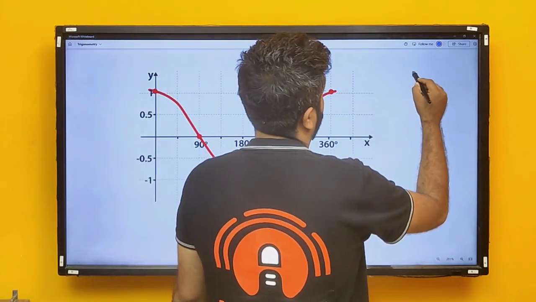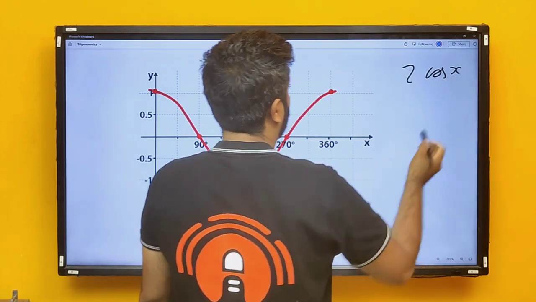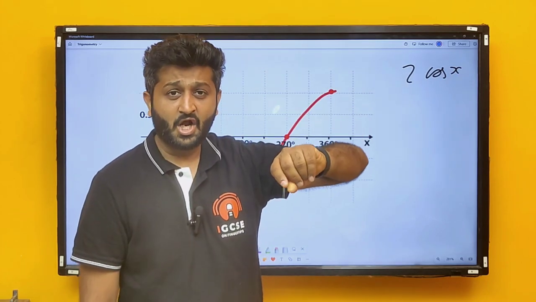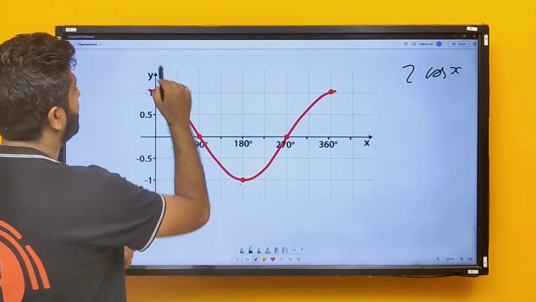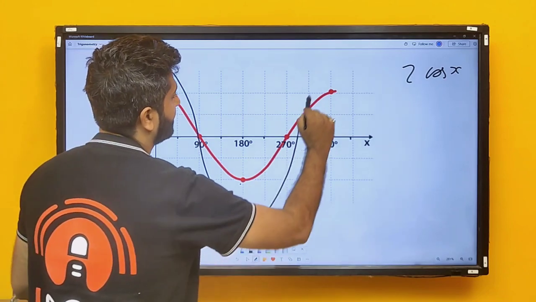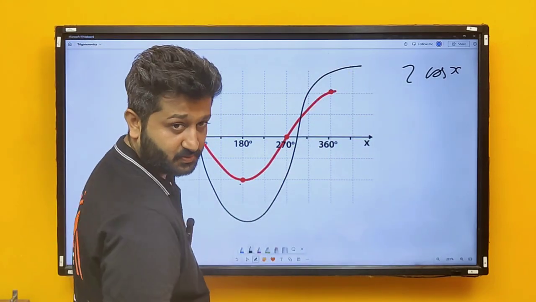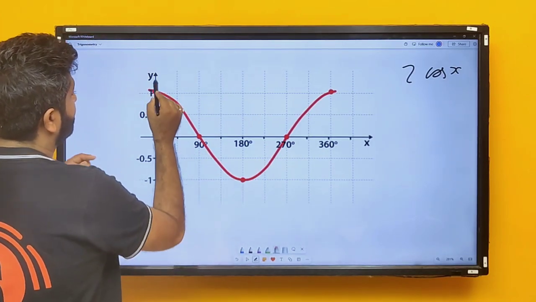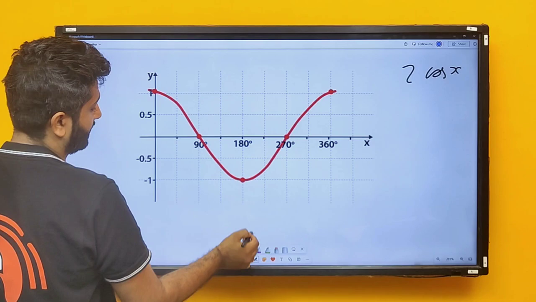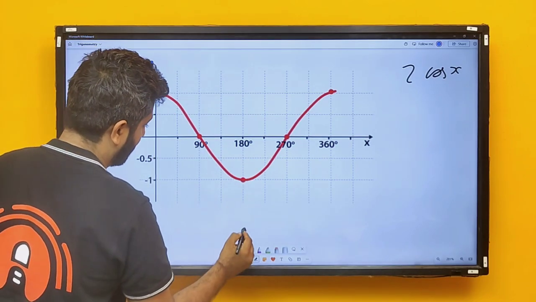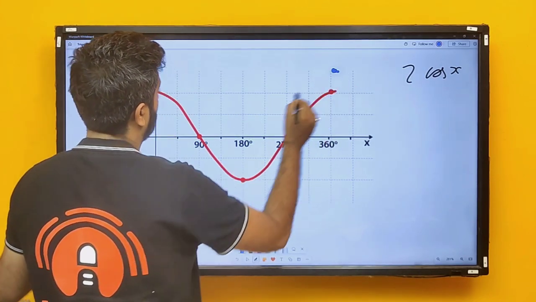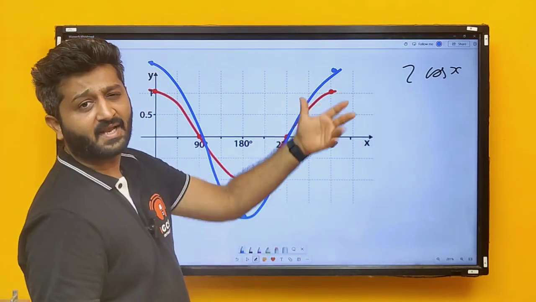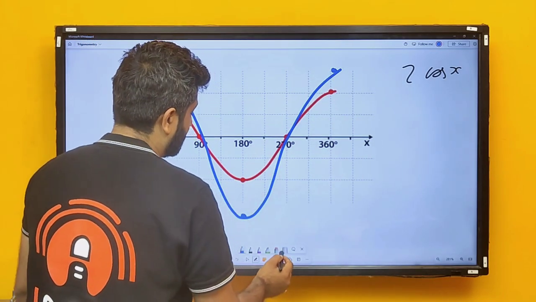Now in the same way, they can ask you to draw the graph of 2 cos x. If cos x is from plus 1 to minus 1, 2 cos x would be from plus 2 to minus 2, right? You just need to stretch the graph. If this is 1, take this point here as 2, and if this is minus 1, this is minus 2. Now you can draw the points, and the graph would look somewhat like this. This is the graph of 2 cos x.